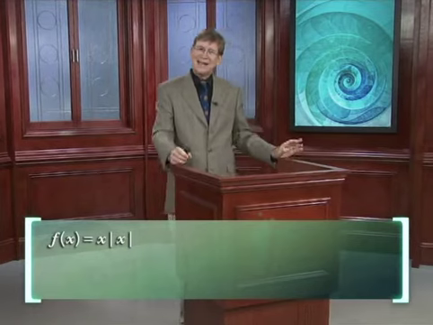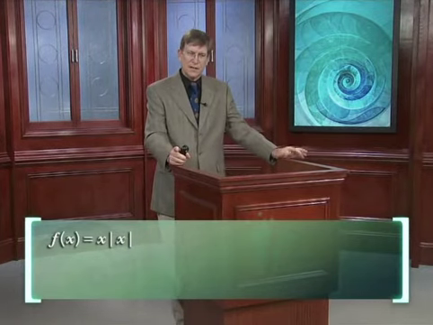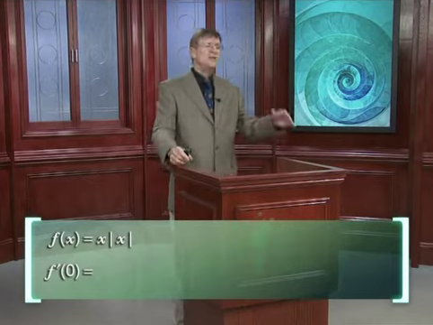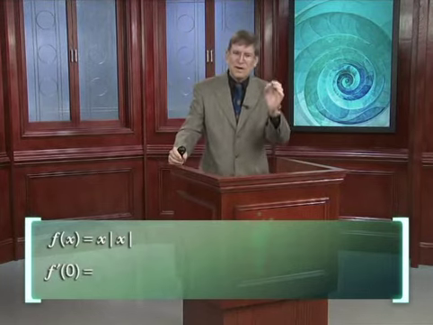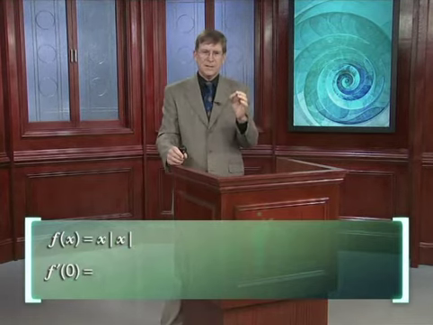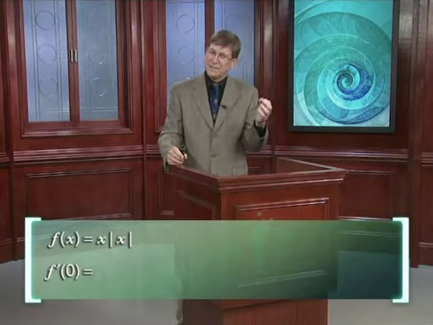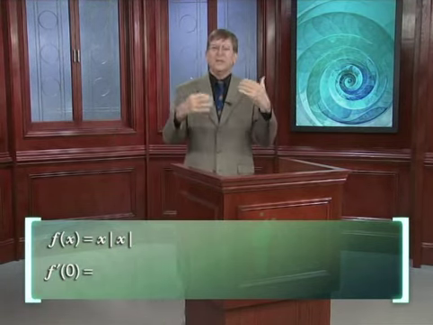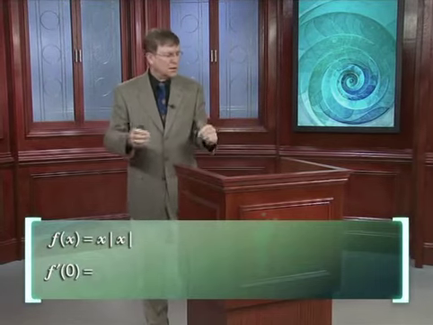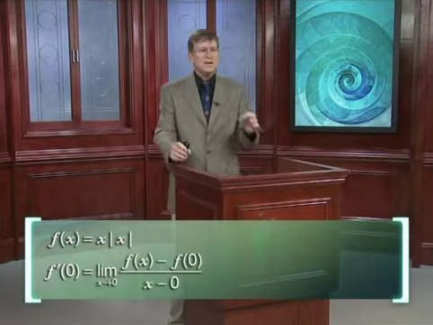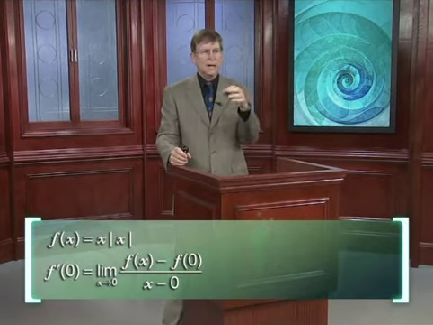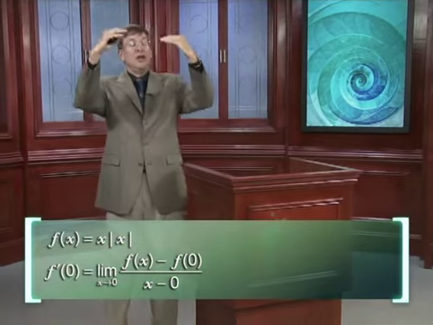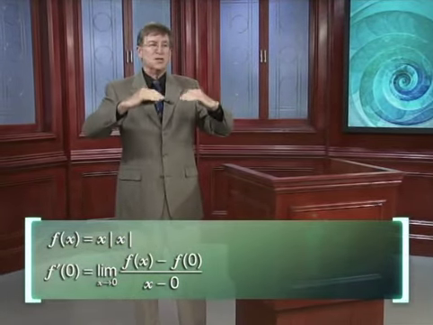Our function is x times absolute value of x. I want to calculate the derivative at 0, which is the same as calculating the slope of the tangent line at 0. Is this function smooth there? Does it have a tangent line there? I'm going to use the following limit definition of the tangent line, which is equivalent to the definition of derivative. It's the limit as x gets closer and closer to 0 of f of x minus f of 0 over x minus 0. Remember, this is change in y over change in x.